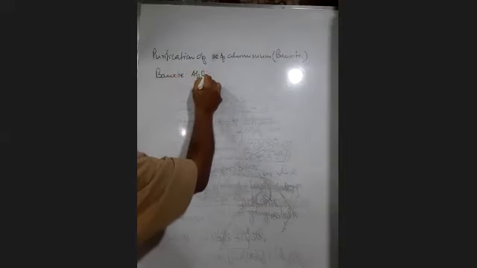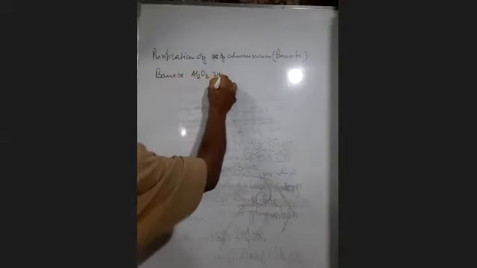See, ores always derive the name from the local people, because where it is available, they used to call that mud as this. Okay, bauxite. So what is bauxite? Bauxite is Al2O3·2H2O.